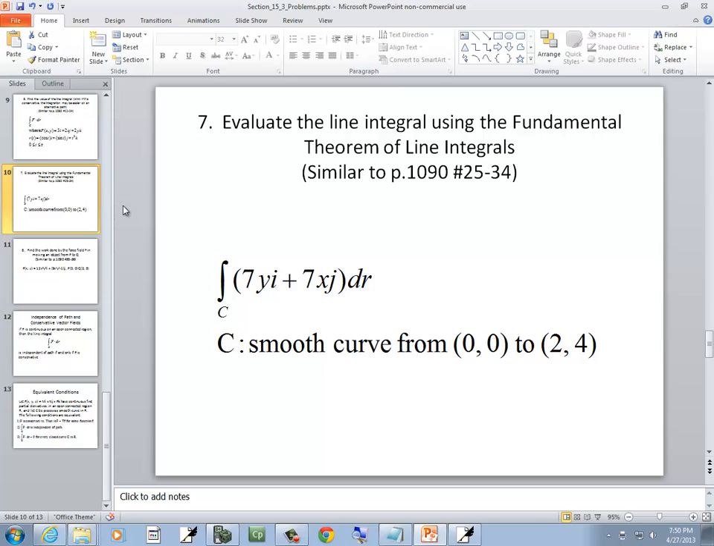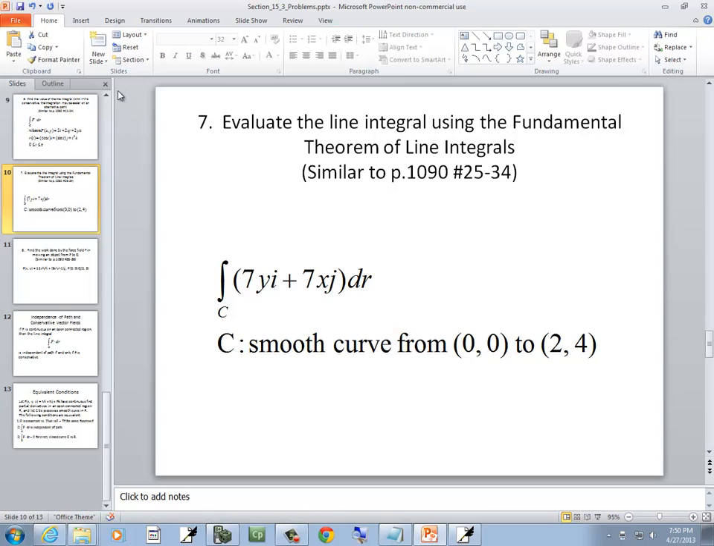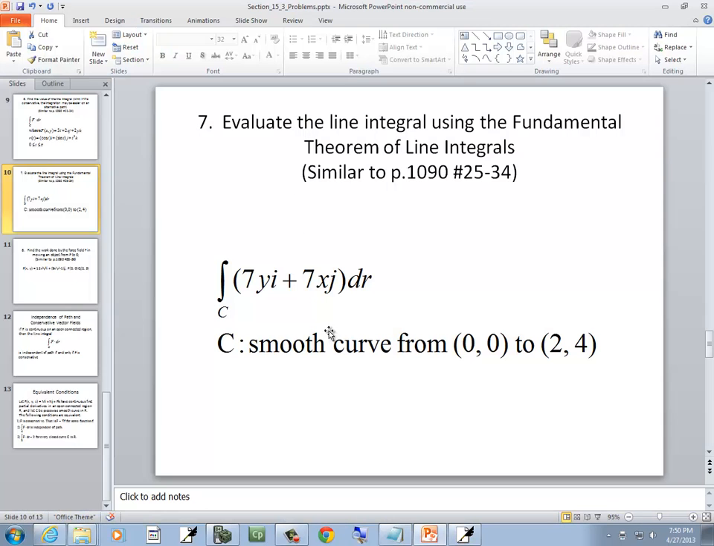Now this doesn't say determine if it's conservative. It says directly evaluate the line integral. So we can assume that since it's in that section that they're conservative. At least that's the way the instructions read. Even if they weren't, though, if I looked at it, this is our m. Partial of that with respect to y would be 7. And this is our n. Partial of that with respect to x would be 7. So it's definitely conservative.